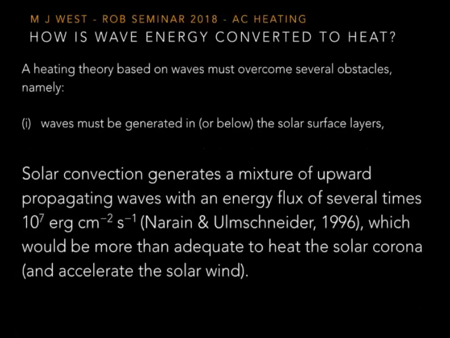So number one, waves must be generated in the lower surface layers. Solar convection generates this mixture of upward propagating waves and an energy flux as big as 10 to the 7 ergs per centimeter squared per second. And this would be more than adequate to heat the lower solar corona and the chromosphere, and possibly the corona, if the energy could be deposited there.